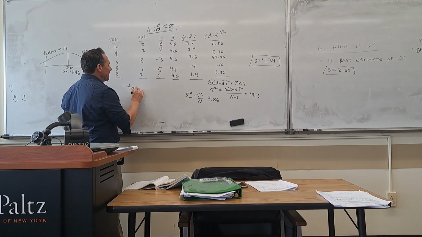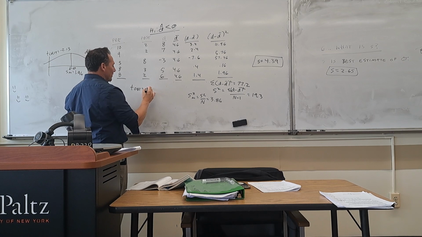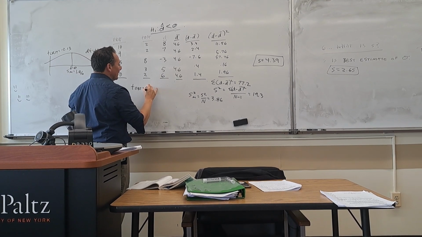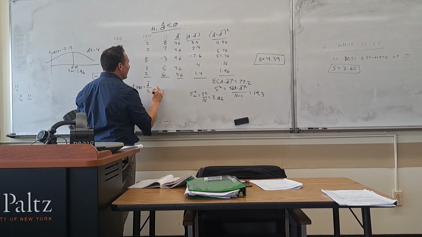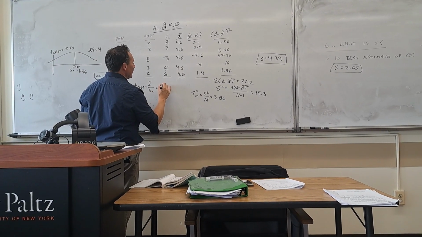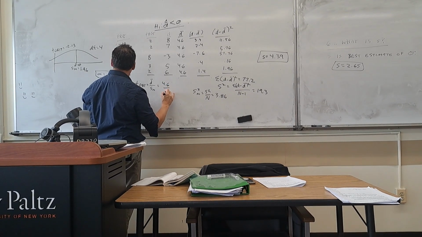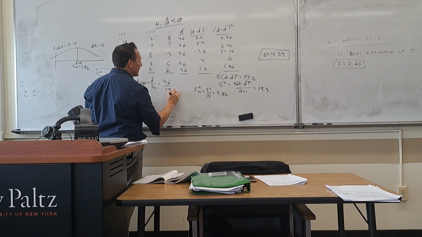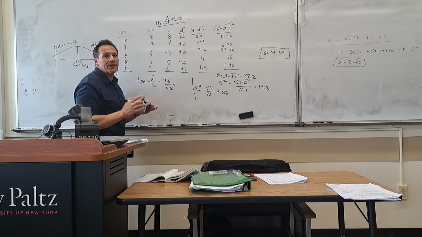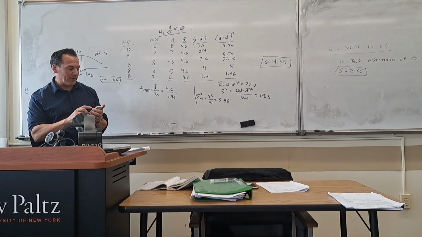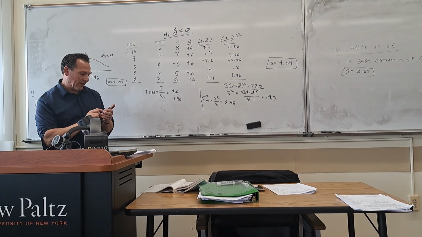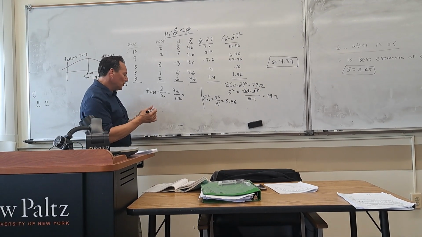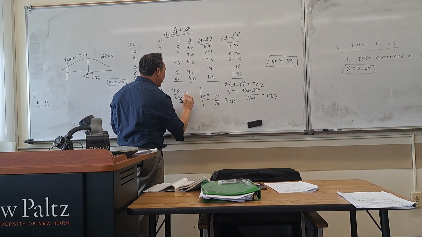T obtained equals d bar over S sub m, which equals 4.6 divided by 1.96. Now, here's the thing, and this is an important integration of all the concepts. 4.6 divided by 1.96 equals 2.35.